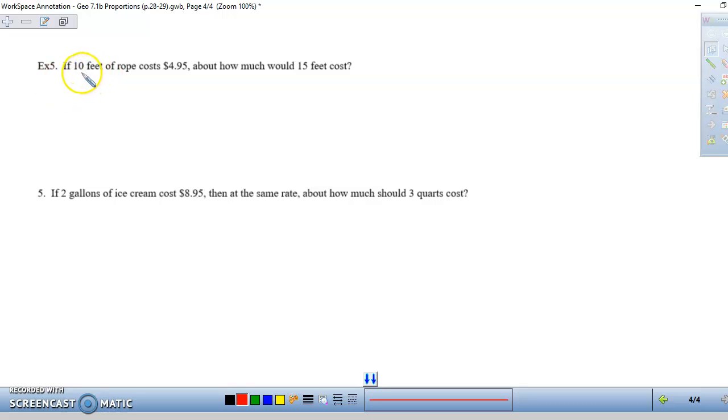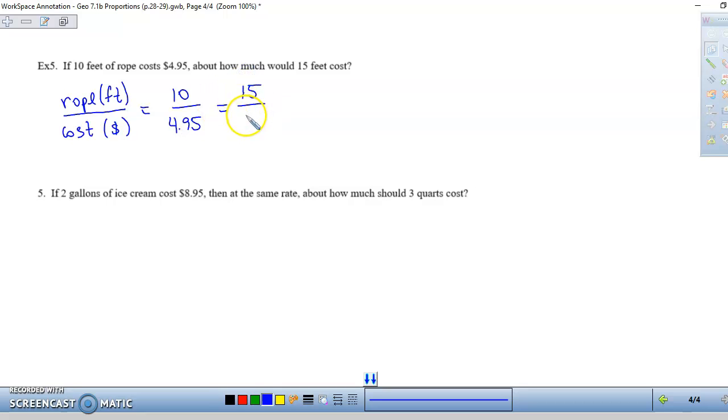Okay, example 5. So 10 feet of rope costs $4.95. How much will 15 feet cost? So you can set it up similarly. So we're comparing rope in feet to cost in dollars. Okay, and then you can just obviously put 10 and $4.95. Set that equal to 15, and then how much does it cost? You put the x on the bottom. Okay, and then you can cross multiply and solve that as well, the same exact way.